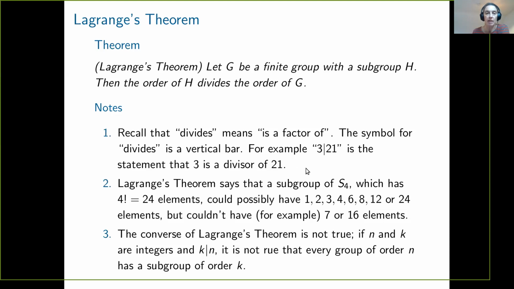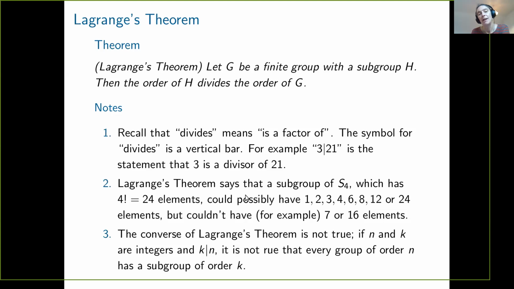Okay, so Lagrange's theorem, for example, says that a subgroup of S4, the group of all permutations of 4 objects, can possibly have 1, 2, 3, 4, 6, 8, 12, or 24 elements in it, because these are the positive integer divisors of 24. So for example, a subgroup of S4, since S4 has order 24, which is 4 factorial, couldn't have 7 elements, it couldn't have 16 elements. Lagrange's theorem also says, of course, that a proper subgroup of a finite group cannot contain more than half of the elements in the group. If it contains more than half of the elements, it has to contain all of them.